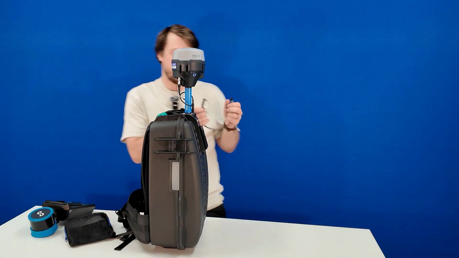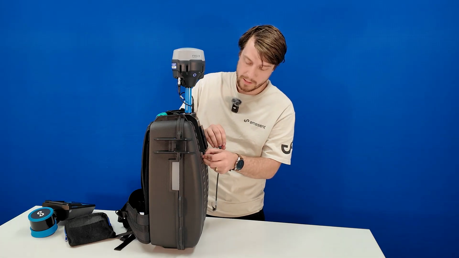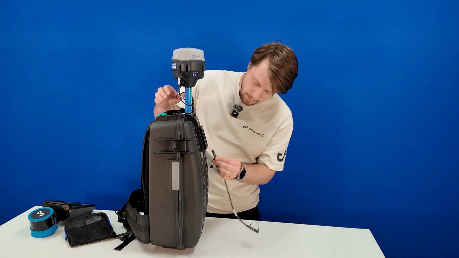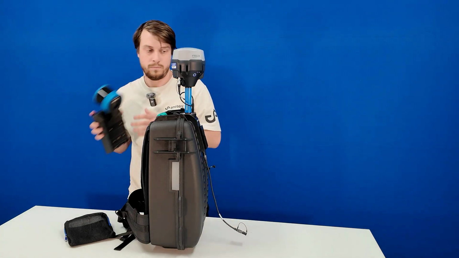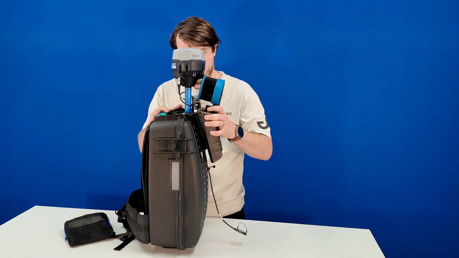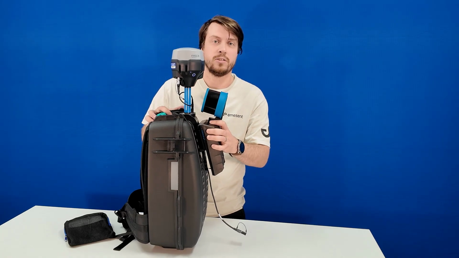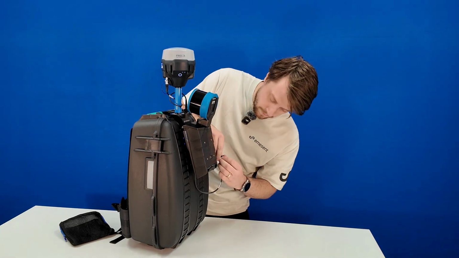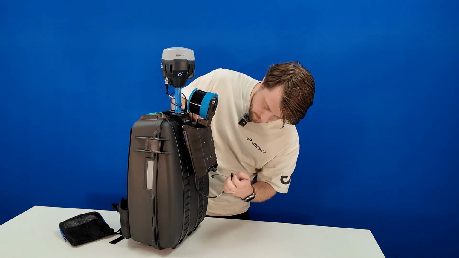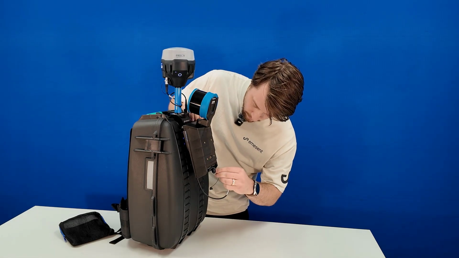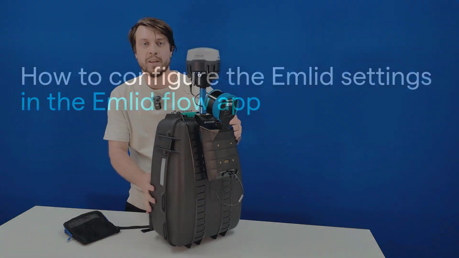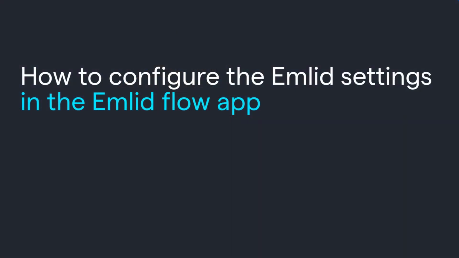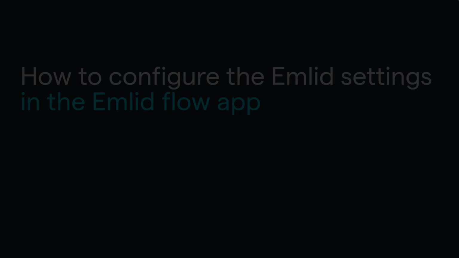For the Hovermap, make sure you plug the cable in first, as it's a little tricky to get to afterwards. And it just slots on like normal. There you go. Now I'll show you how to configure the Emlid settings in the Emlid Flow app.